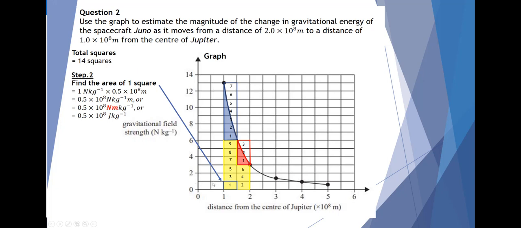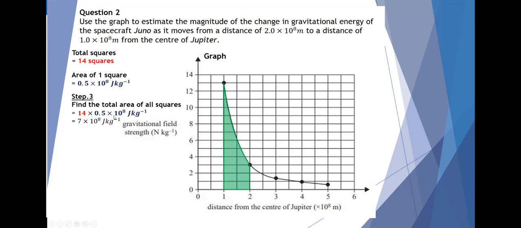1 square is 1 unit high and 0.5 by 10 to the 8 wide. If I multiply them together, that gives me 0.5 by 10 to the 8 Newton meter per kilogram or joules per kilogram. This was gravitational field strength against radius. So the area underneath this graph will be joules per kilogram. So there's that many joules per kilogram for every square.